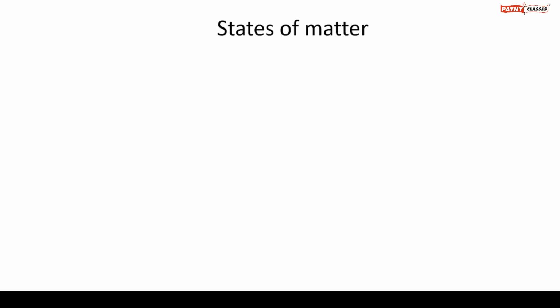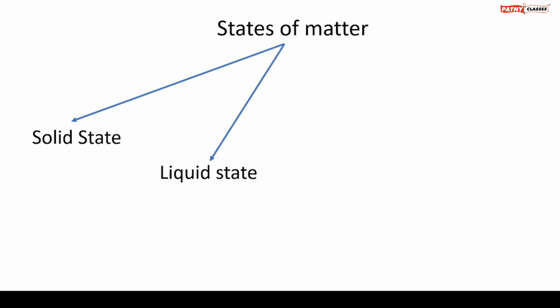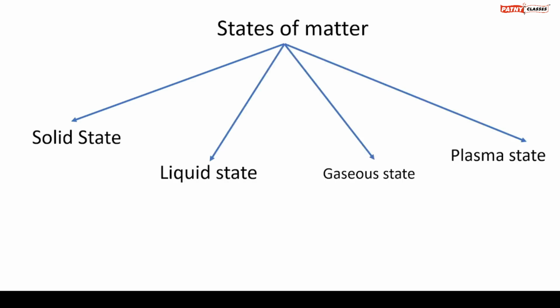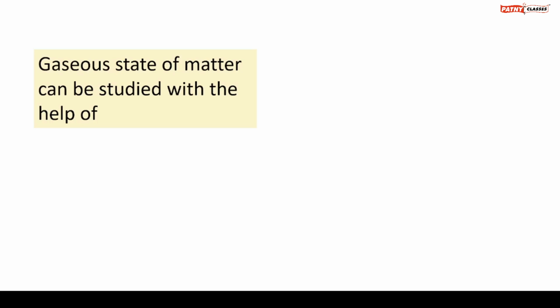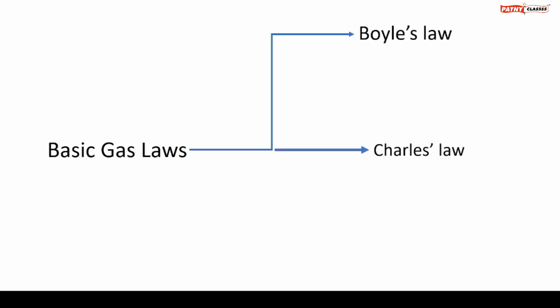On the basis of the above discussion, we can classify matter into different states. So the states of matter are solid state, liquid state, gaseous state, and plasma state. The gaseous state of matter can be studied with the help of basic gas laws. These basic gas laws are: first one, Boyle's law; second one, Charles' law; and third one, Gay-Lussac's law.